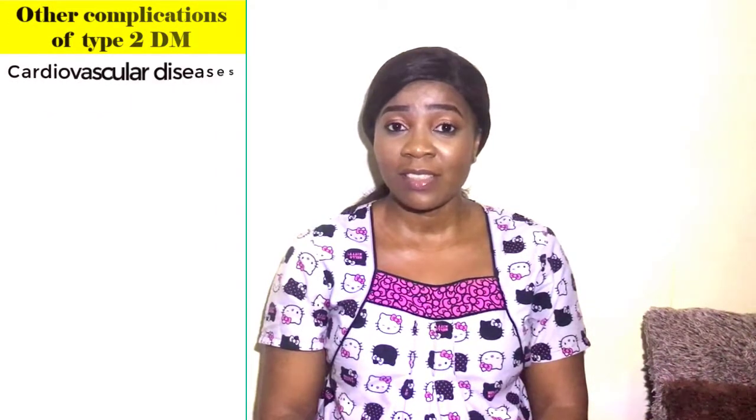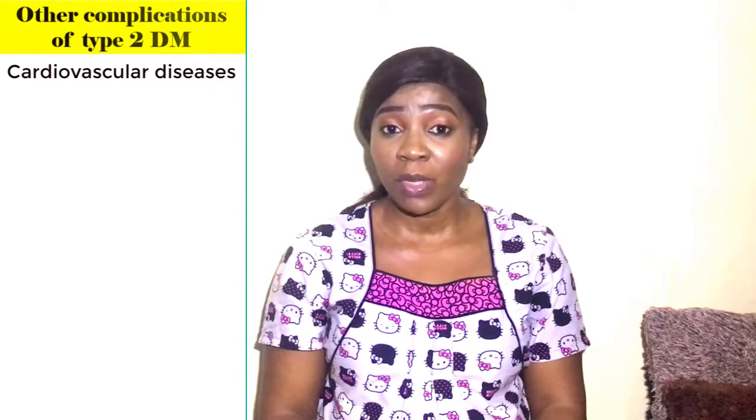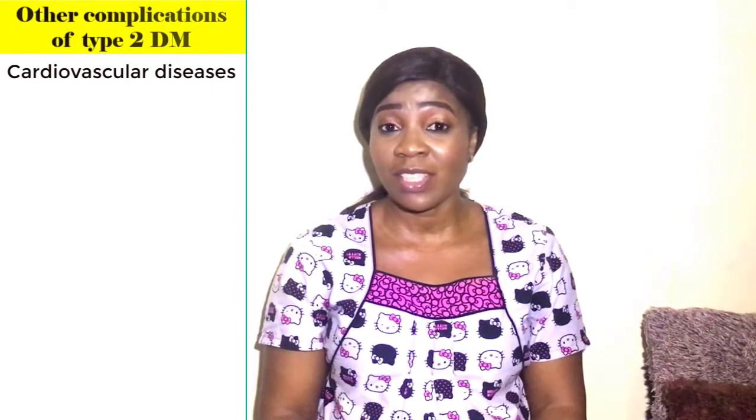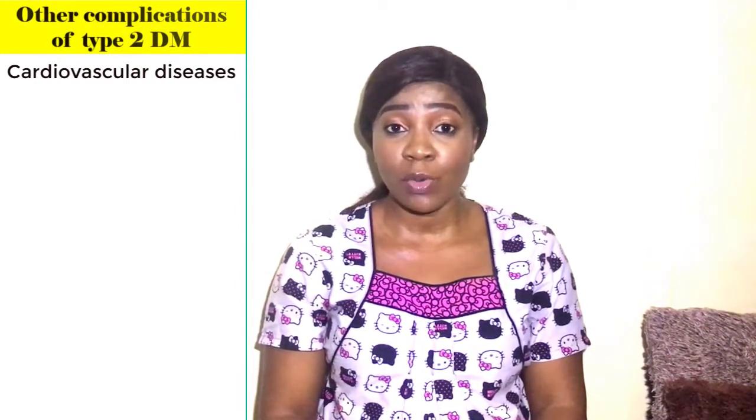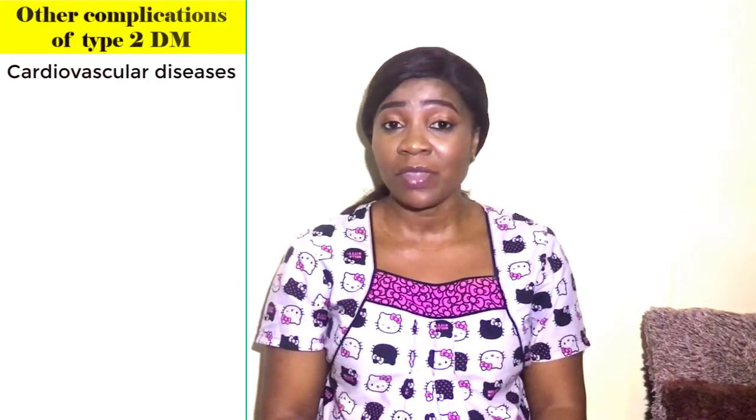Other complications of type 2 diabetes mellitus include: 1. Cardiovascular diseases. Type 2 diabetes mellitus dramatically increases the risk of cardiovascular problems such as coronary artery disease, including chest pain, stroke, heart attacks, and arteriosclerosis, that's narrowing of the arteries.